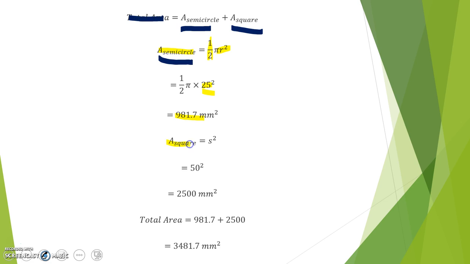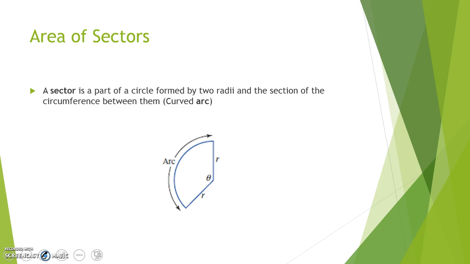The other shape was a square, and that's length squared or side squared. The side of the square is 50, it's not 25 like the radius. Be aware of what we're actually talking about. We square that, we get 2500 square millimeters. So our total area, we add those two together. So that one there goes in there, that one there goes in there. We get a total of 3,481.7 square millimeters. Now they do get more complicated than that. That one's probably a low-level B question because of the number of steps or pieces involved.